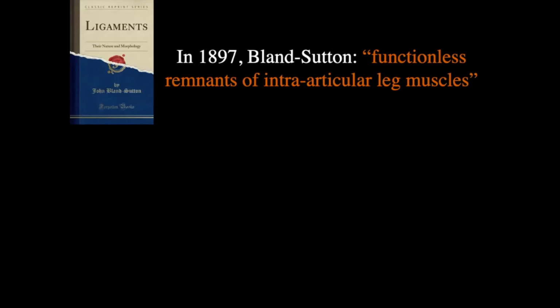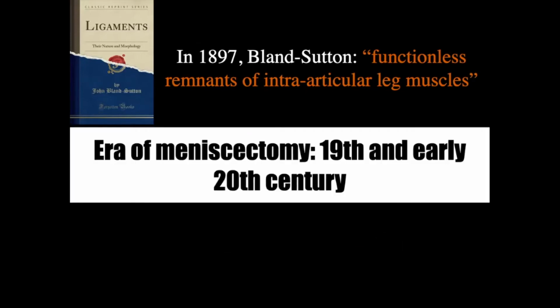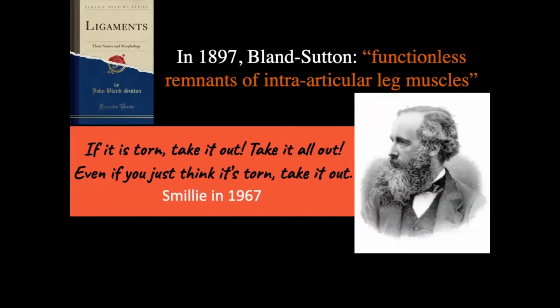So Bland Sutton in 1897, in his book called Ligaments, Their Nature and Morphology, regarded the meniscus as a functionless remnant of intra-articular leg muscle. Because of all these misconceptions, there was an era of meniscectomy in the early 19th century and early 20th century. Smillie in 1967, a leading surgeon at that time, told that if it is torn, take it out, take it all out. Even if you just think it's torn, take it out. This was the concept towards the meniscus at that time. It used to be considered a vestigial tissue, and if any problem, just take it out. So total meniscectomy used to be the treatment choice at the time.